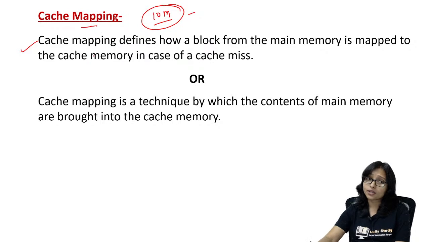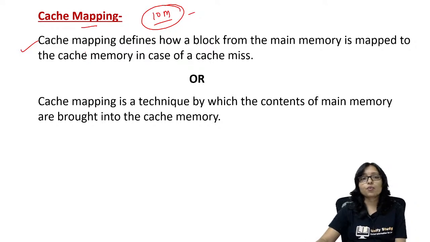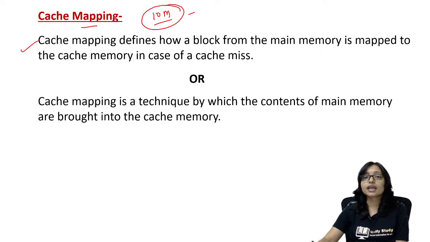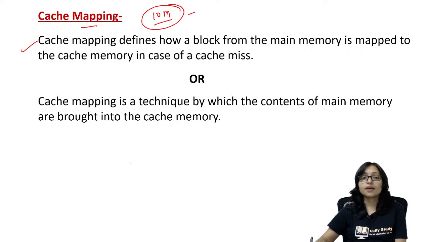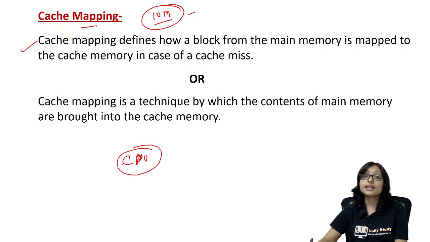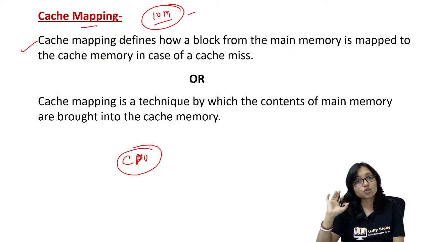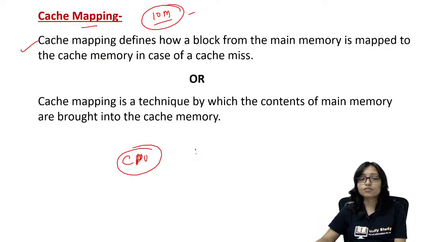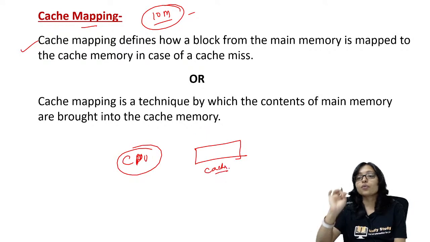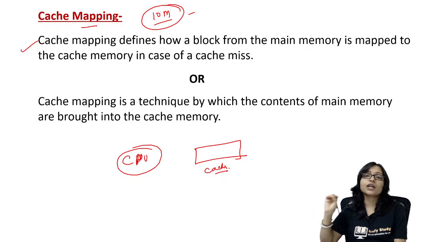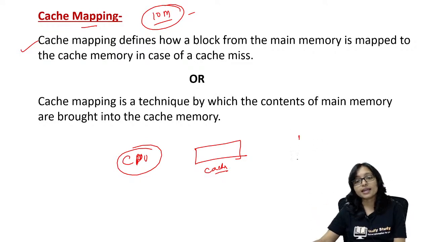Why is mapping required? Mapping is required between the cache and the main memory, because here is the CPU. The CPU is mapped to what we are storing in the cache. Some of the pages, the frequently used blocks, we want to store in the cache, and in the main memory there are other blocks.